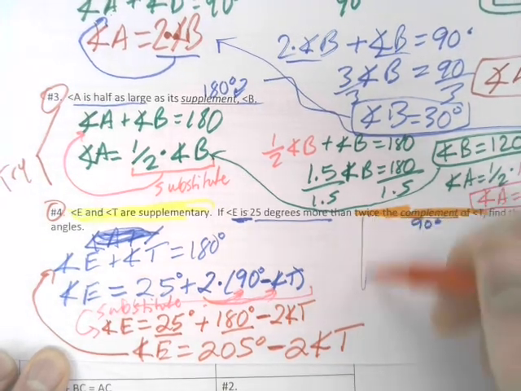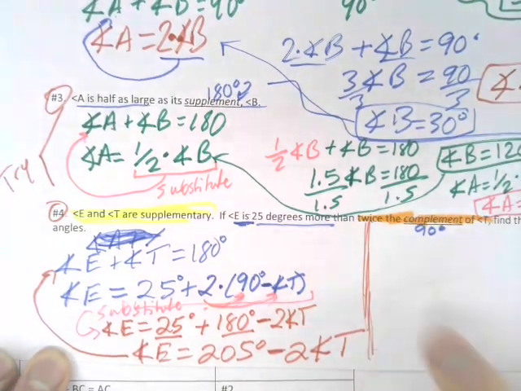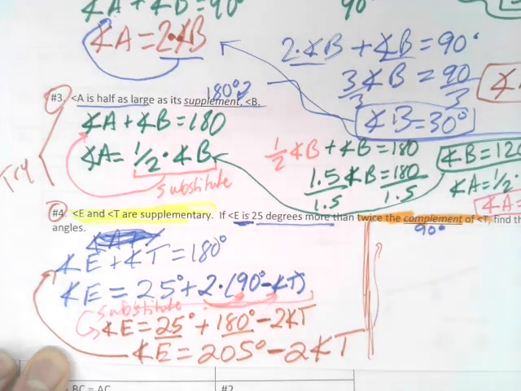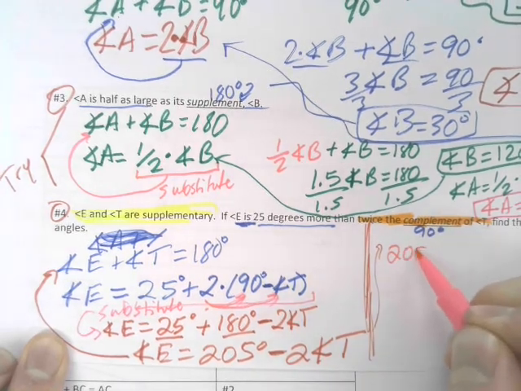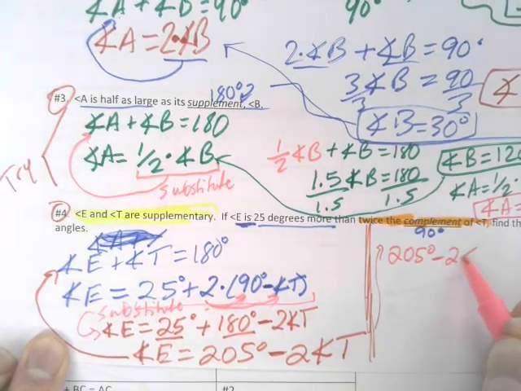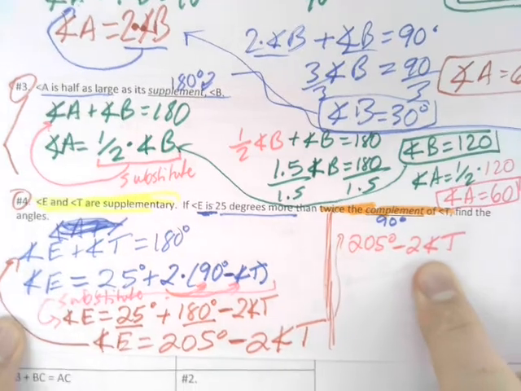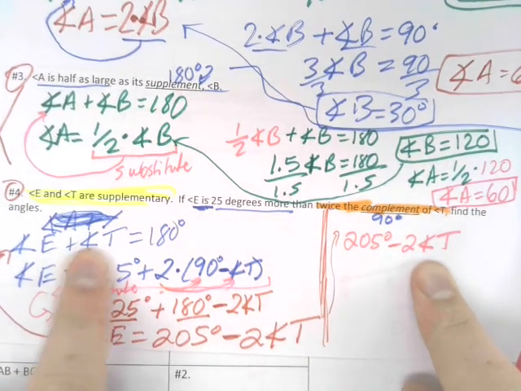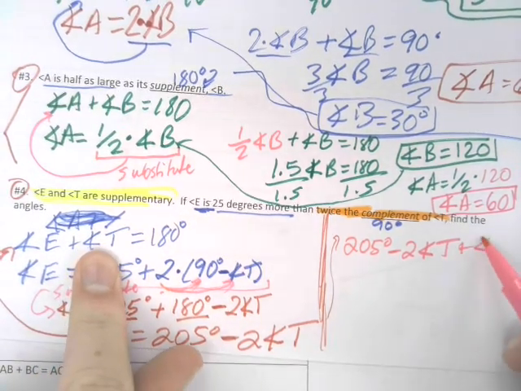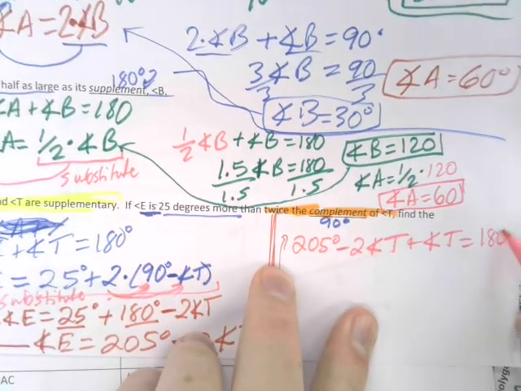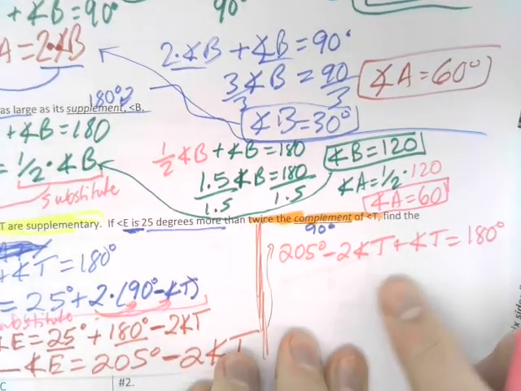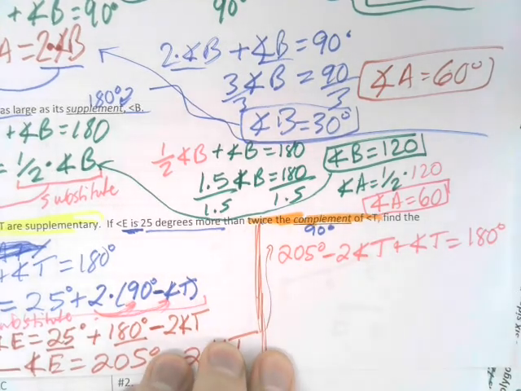So let me close that off and we'll bring our math over here. So we know instead of angle E, we can replace that with 205 degrees minus 2 angle t plus angle t equals 180 degrees. And this is a good old-fashioned Algebra 1 equation.